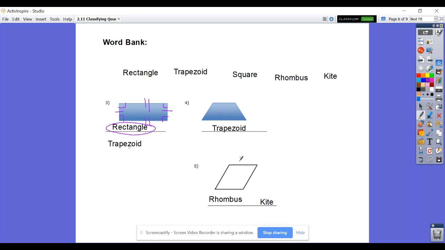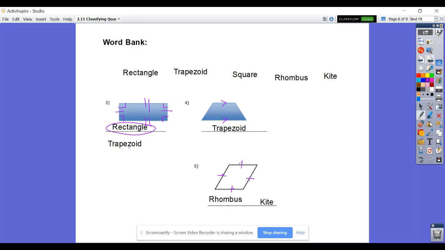This one was a trapezoid because it had at least one pair of parallel sides. We can identify them right there. And then this last one, it might have been hard to tell in the picture. Hopefully you could see that all of these sides were equal, so that makes it a rhombus. But also, it could be named a kite, because a kite just had to have adjacent sides equal, and since all the sides are equal, the adjacent sides are equal. The ones next to each other are equal. So both those names would work for that.